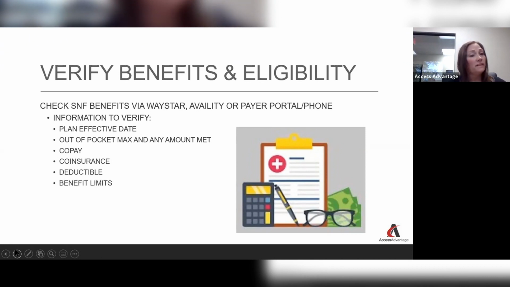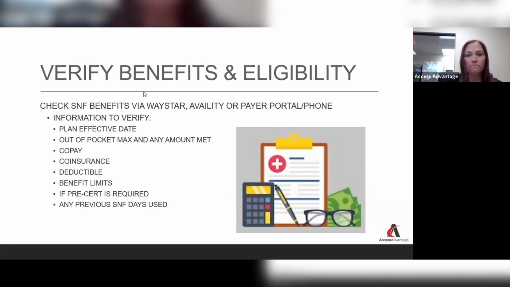You want to ask what the benefit limit is, if there is one. Often it's 100 days per calendar year, but that does vary on the plan. I've seen Medicaid plans that have no benefit limit. That's important to know to see how long they would be able to stay with you before they would be a private pay. And ask if the pre-cert is required. I've yet to see a policy that does not require a pre-cert, but they could be out there.